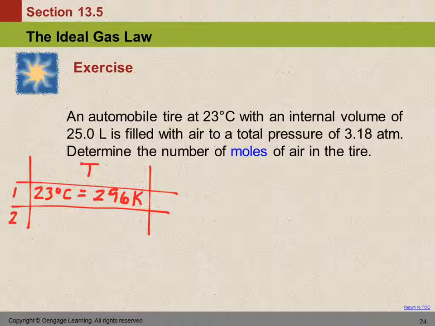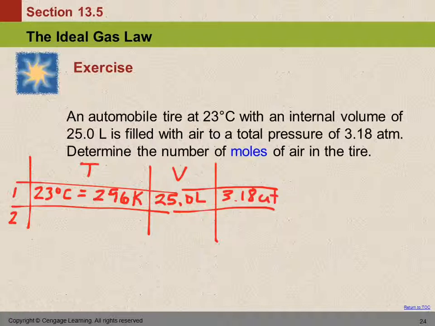It has an internal volume of 25.0 liters. That's a volume. And the pressure is 3.18 atmospheres. We used up all the numbers. There's no second row of numbers. Well, that's okay. Let's just erase the second row, like we planned it that way.